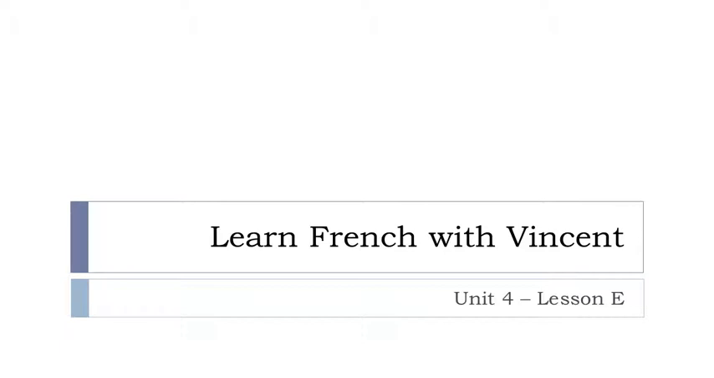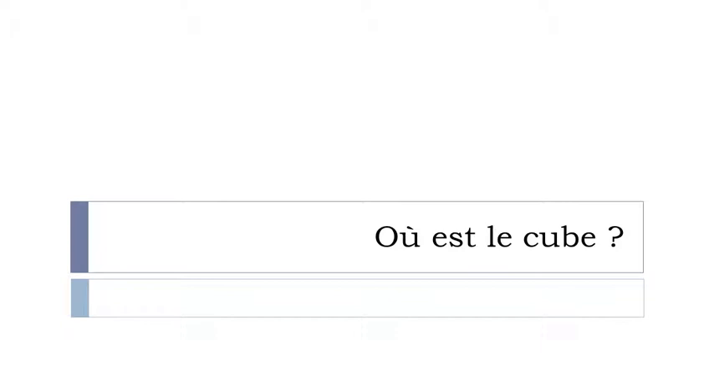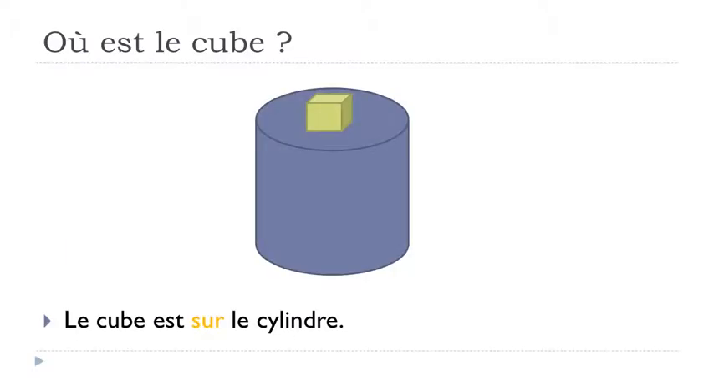And in this lesson, we'll try to answer this question. Où est le cube? Where is the cube? Où est le cube? Okay, so let's see that together. So here, first situation. Here, okay. So this is le cube and this is le cylindre. Okay, so just to make it clear, because that's the things we'll use to introduce, well, the prepositions.